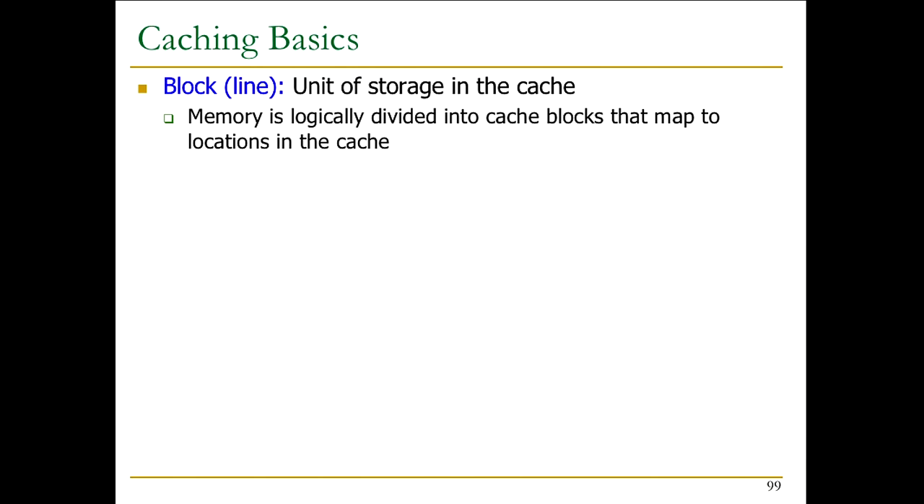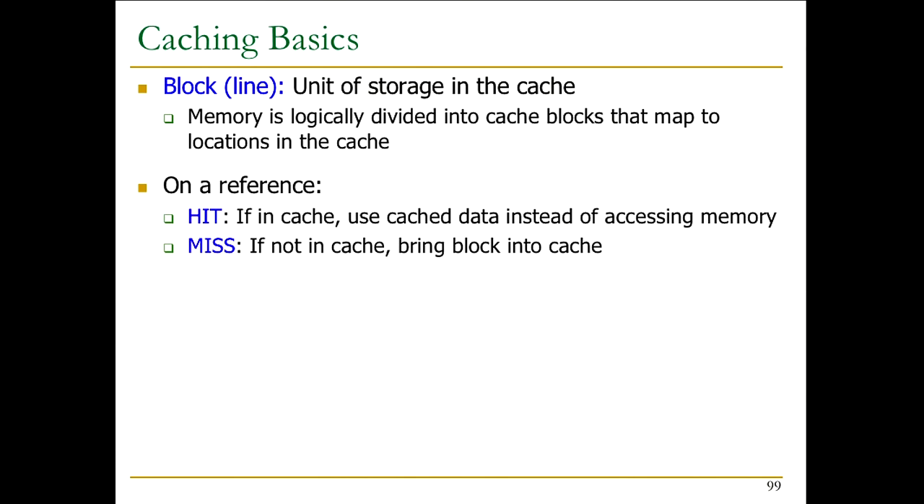So let me give you some terminology first, some of which you may be familiar with, but I want to use the terminology here. Block is the unit of storage in the cache. IBM uses line. I guess you could use either. People use line and block, and they're interchangeable, but that's because things have developed in different ways. That's historical reasons. And memory is logically divided into cache blocks that map to locations in the cache. On a reference, you can get a hit. You use the cache data instead of accessing the memory.